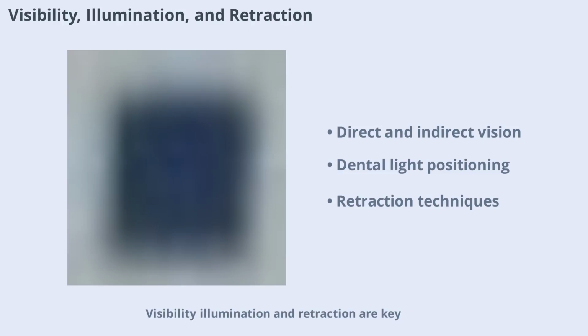Visibility, illumination, and retraction are key components of effective periodontal instrumentation. Direct vision with direct illumination from the dental light is most desirable. When direct vision is not possible, indirect vision can be achieved using a mouth mirror to reflect light where needed. Indirect vision and illumination are often used simultaneously, enhancing the clinician's ability to see and treat all surfaces.